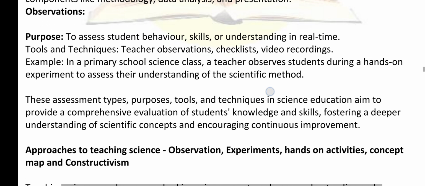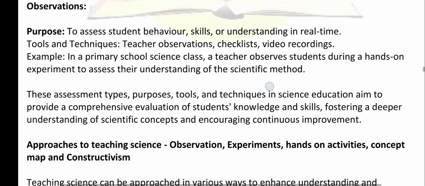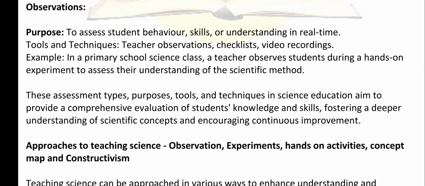Observation method. So, observation you understand just by observing, just by looking, right? The purpose is to assess students' behavior, skills, or understanding in real time. So the observation method of assessment is used in order to observe the students' behavior, their skills, their learning, their understanding in real situations. Tools and techniques can be teachers' observation checklist or video recording. So, you being a teacher, you can observe the students in the classroom, outside the classroom, in the field, in the corridor, right? And you can make a checklist, or you can even do video recording, right?